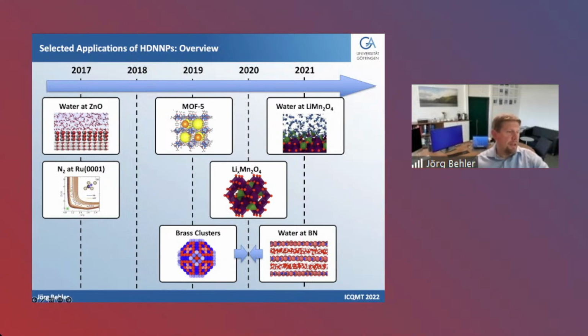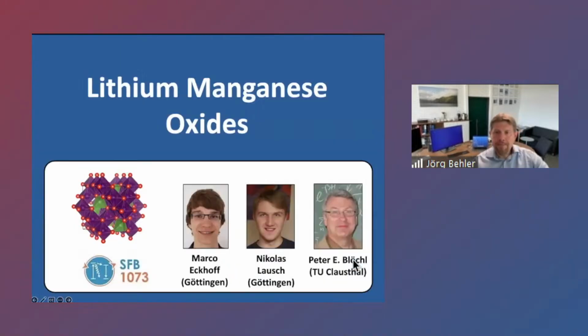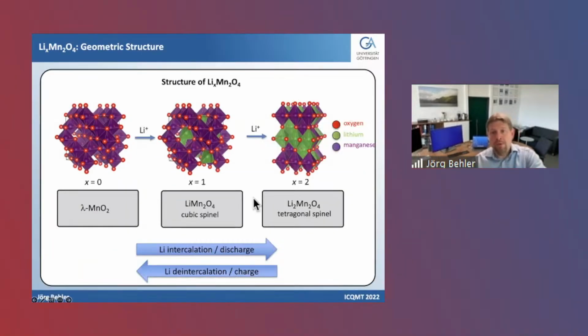As an example, I would like to give you just some idea how this works for lithium manganese oxide. This is a collaboration with Peter Blöchl and Klaus Thal, and this work was carried out by my PhD student Marco Eckhoff. This lithium intercalation compound, lithium manganese oxide, is very interesting because you can incorporate and remove lithium without changing the oxide backbone structure.